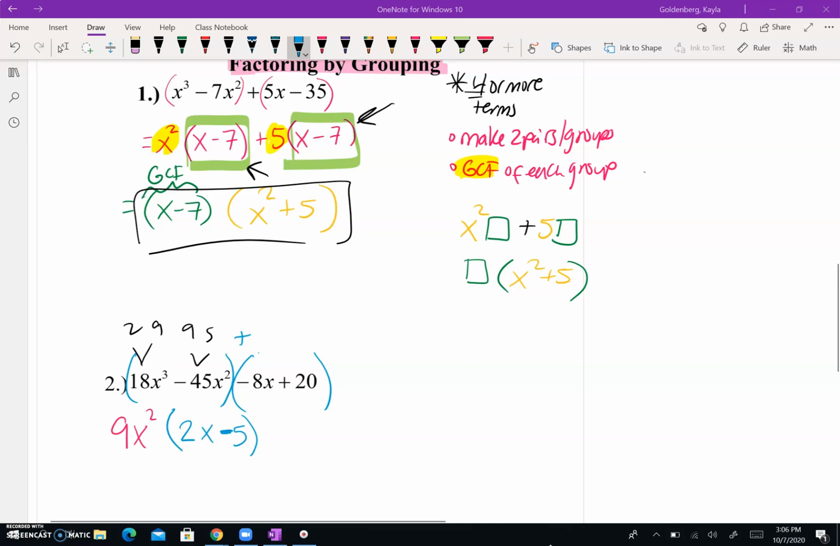So if I take out that negative 4, I want to kind of color code it. If I take out that negative 4, and leave it as 2x, right? Negative 4 times 2x would give me that negative 8x. And then negative 4 times a negative 5 is equal to 20. So notice by grouping that negative sign, it makes us really want to take it out.